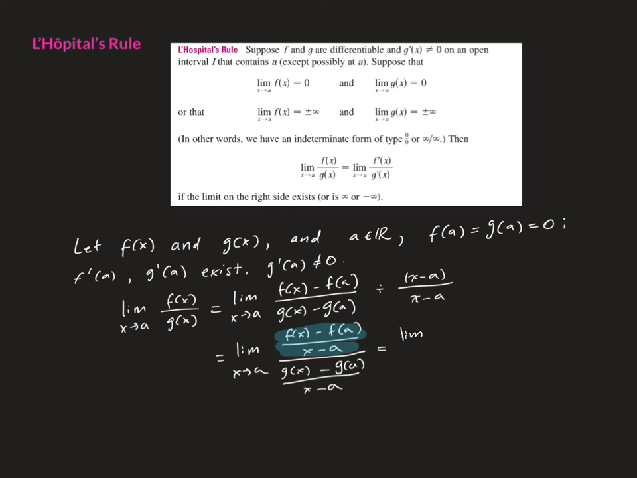So this is the limit when x goes to a of the derivative of f, and the denominator is the definition of the derivative of g. So this would be over the derivative of g. This concludes the very short proof of the soft version of L'Hopital's rule.